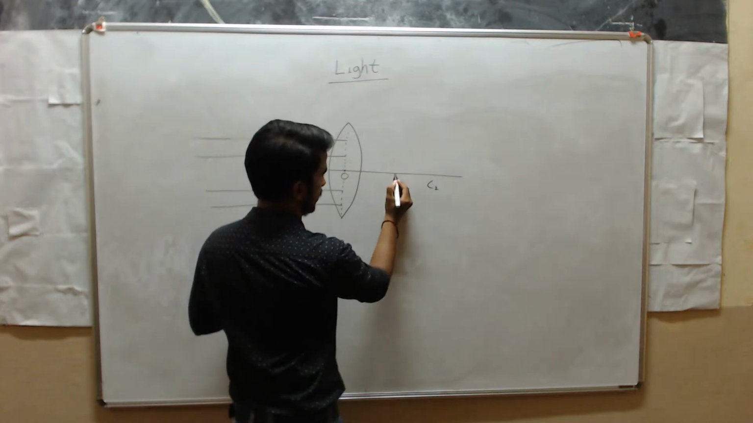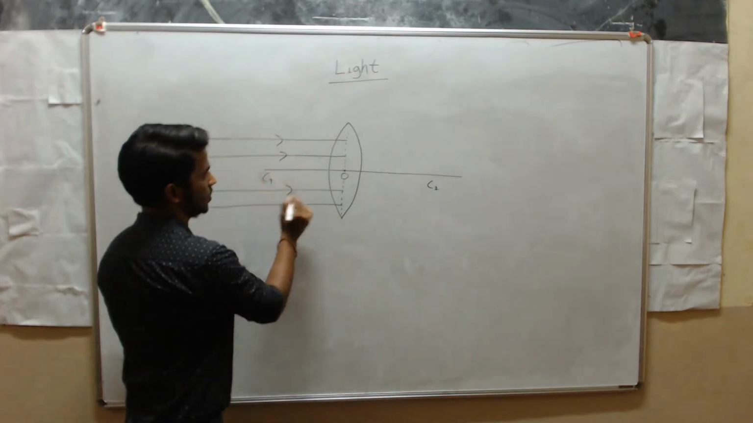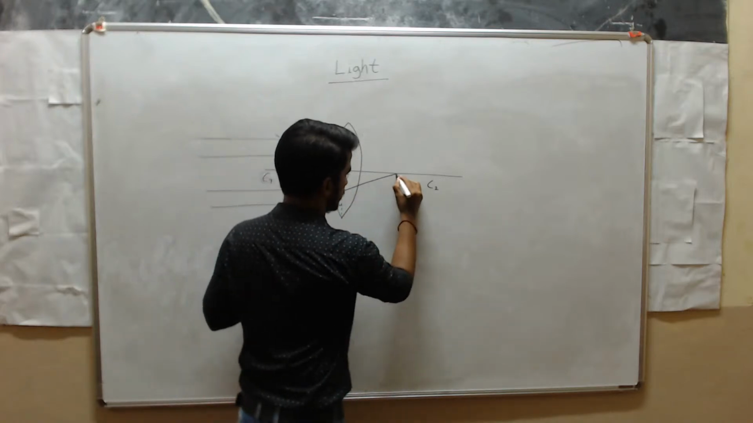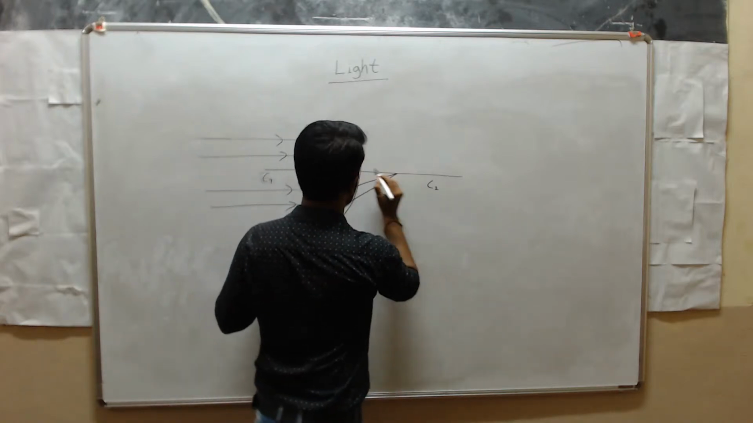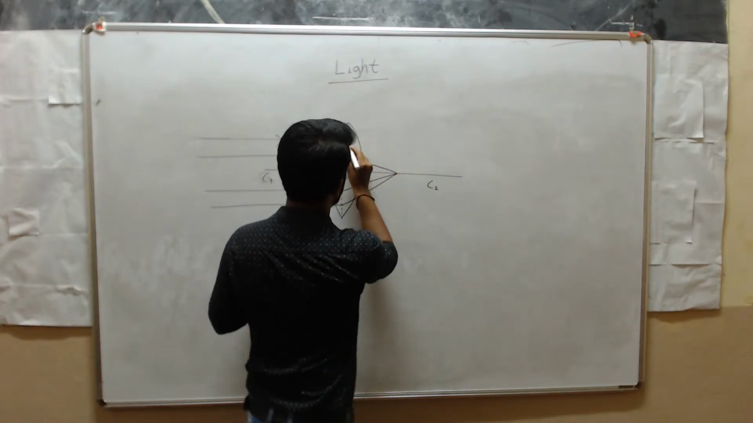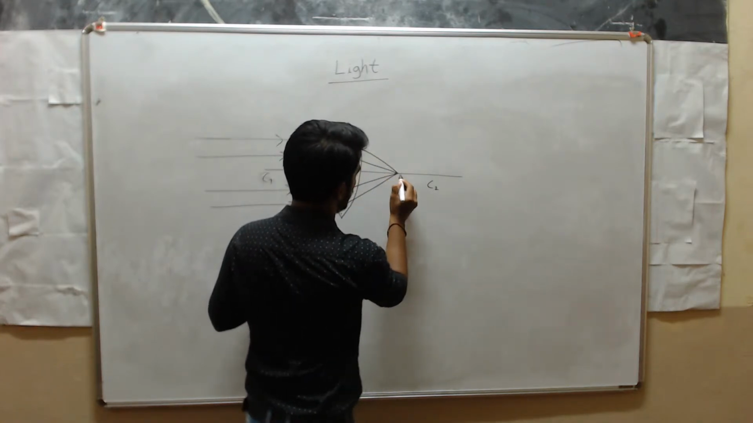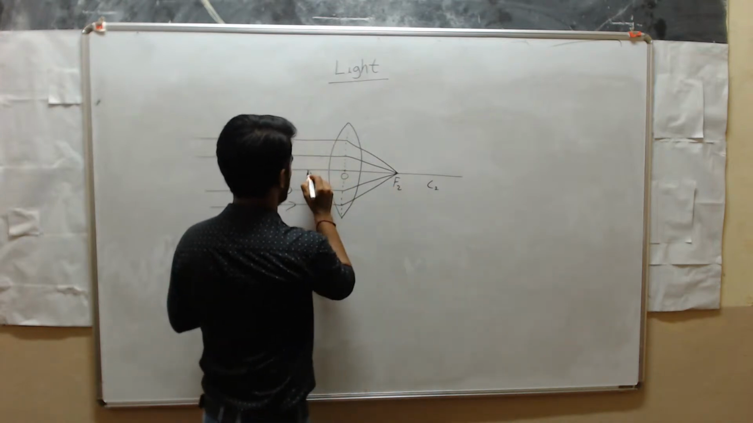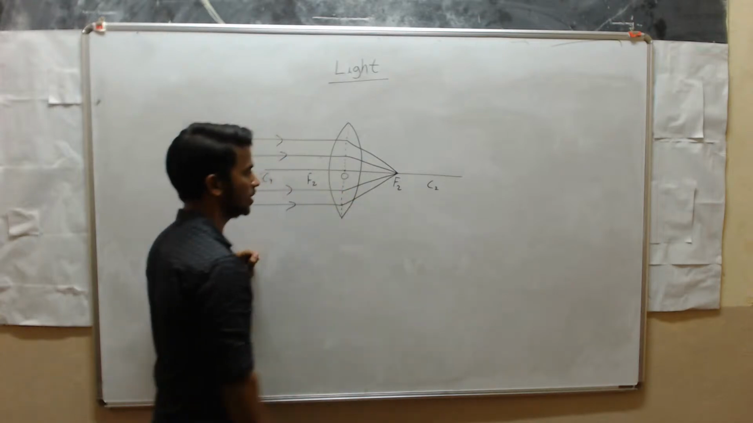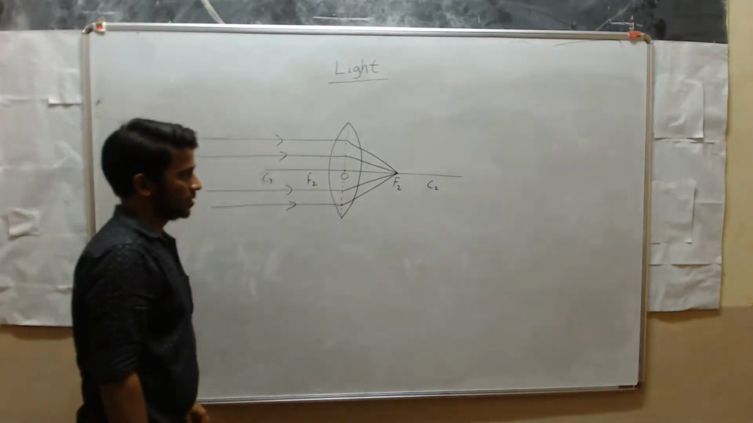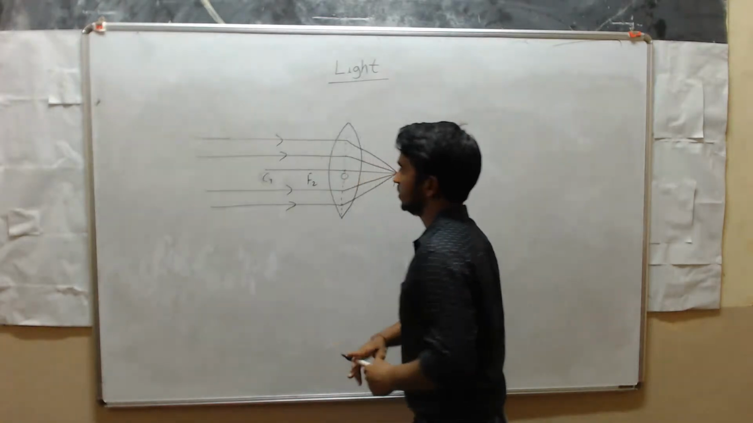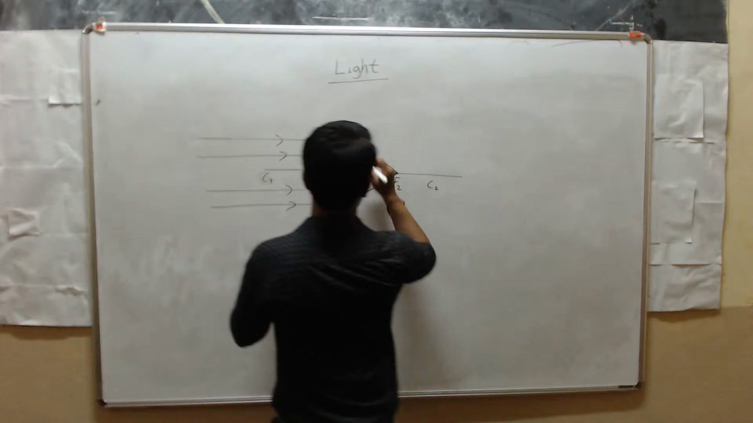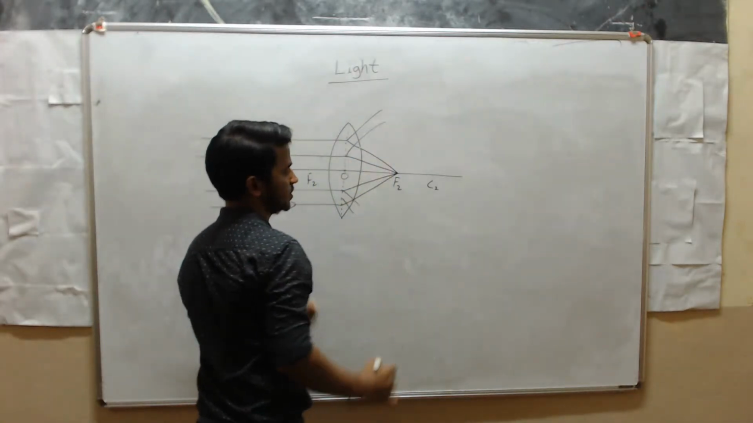These rays undergo refraction, and see here, now these rays are parallel to the principal axis. So these rays meet at one point. This point is known as the principal focus. You can ask why these rays are meeting at F2 only. Why are the rays bending like this? Why not like this?